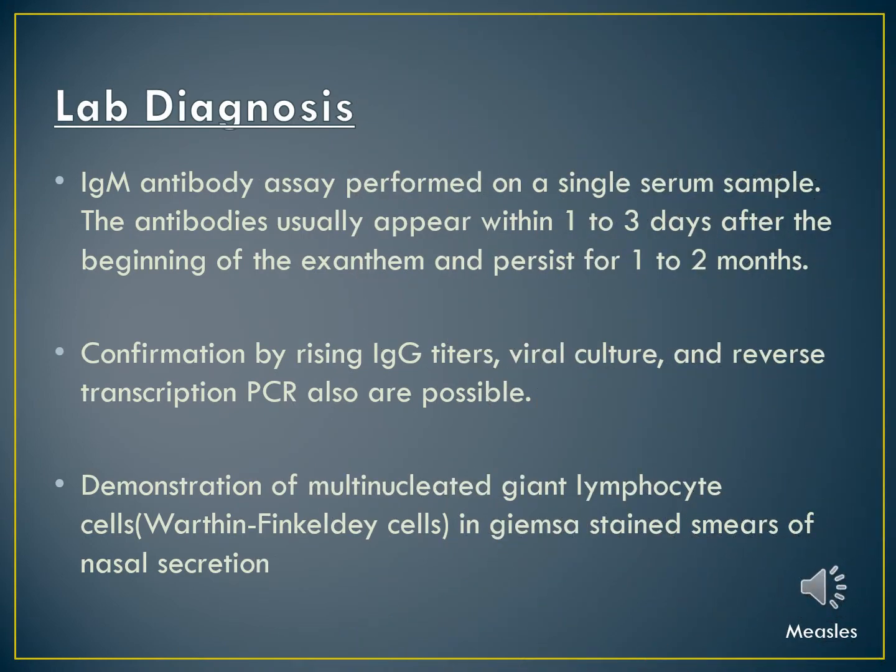Now I'll be explaining about the lab diagnosis. First of all, an IgM antibody assay can be performed on a single serum sample. The antibodies usually appear within 1 to 3 days after the beginning of the exanthem and persist for 1 to 2 months. Confirmation by rising IgG titer, viral culture, and reverse transcription polymerase chain reaction (PCR) are also possible. Demonstration of multinucleated giant lymphocyte cells, also known as Warthin-Finkeldey cells, in Giemsa stained smears of nasal secretion can also be done.